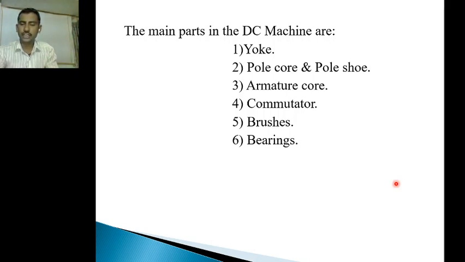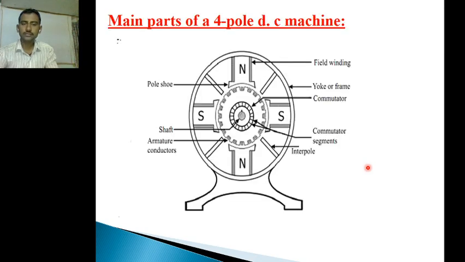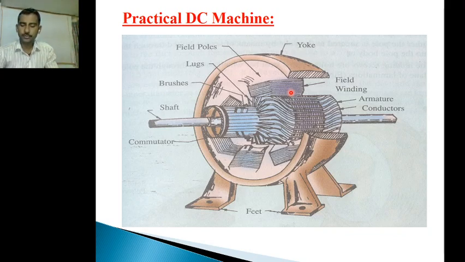We can observe all these things in a block diagram of the DC machine. So this is the block diagram of the DC machine. Here the surrounding body is called the yoke, and in that we have the pole and pole shoe, field winding, commutator segments, interpoles, shaft, and armature conductors. All the parts are present in the single diagram. However, we will see the individual parts in detail in our future slides.